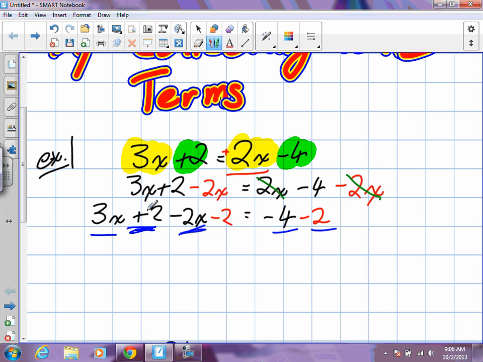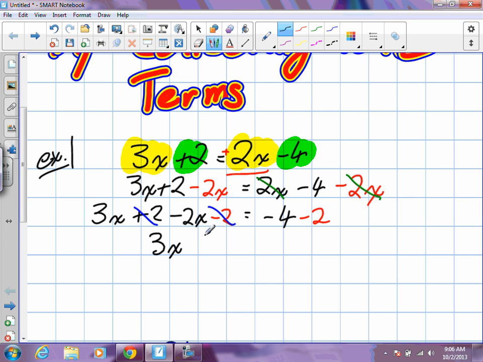So what does this positive and this negative 2 become? 0, that's right. They cancel each other out. So what am I left with on the left here? 3x minus 2x is equal to -4 minus 2. Great, you guys are awesome.